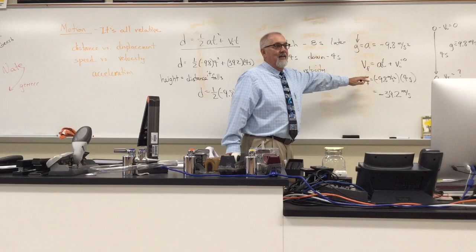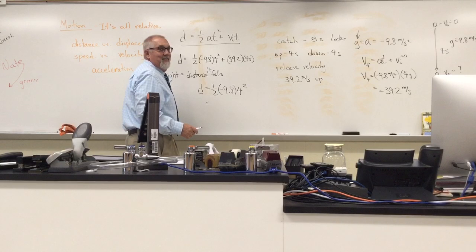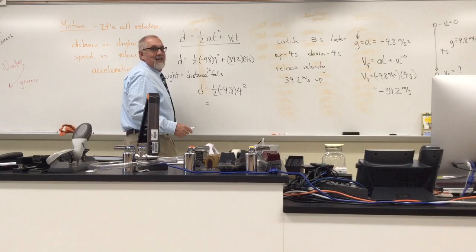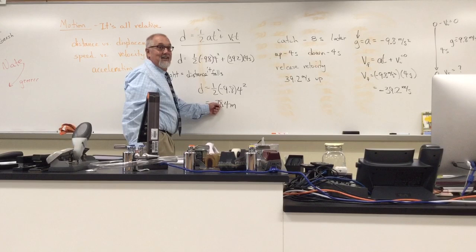So anyway, whatever this is, what's 1/2 of 9.8 times 16? So 4.9 times 16. We do 4.9 a lot. 5 times 16 is 80. 78.4. Now, it's actually negative, but we want to know how high it goes, and high is always positive. So I'm going to call it a positive.